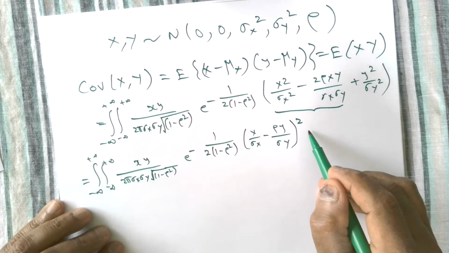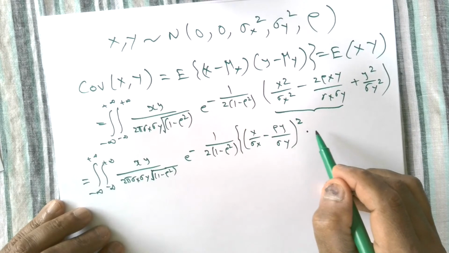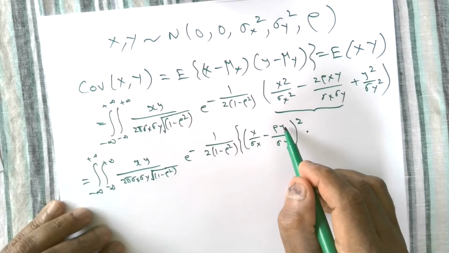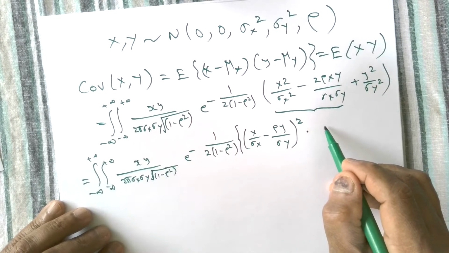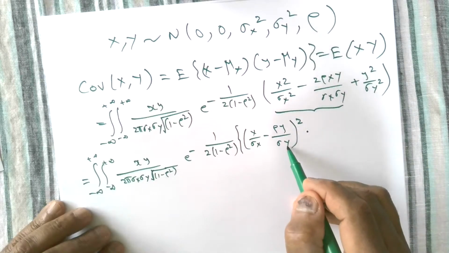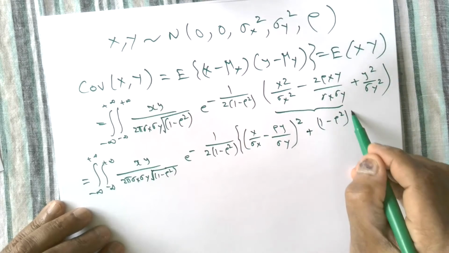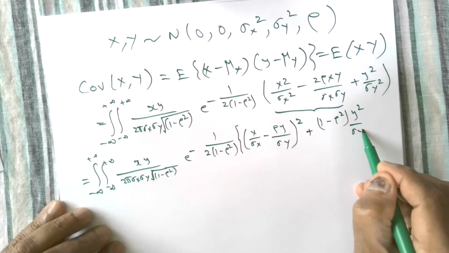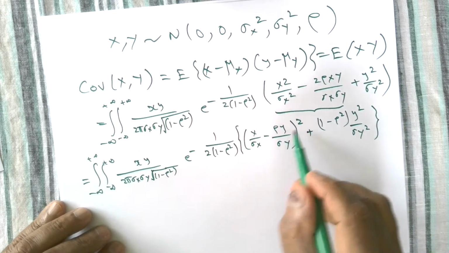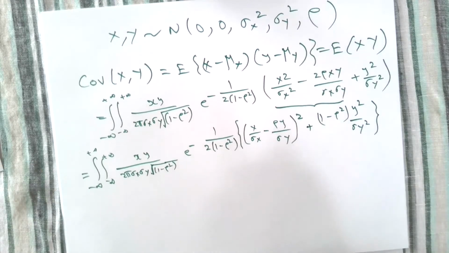So the terms in y would be, the last term here is rho squared y squared, so that should be taken out. It will be minus rho squared y squared over sigma y squared. So there is only 1 here. So the next term is going to be 1 minus rho squared times y squared over sigma y squared. So I'm going to simplify this, and notice that this and this would cancel.